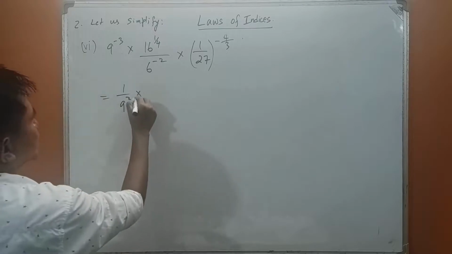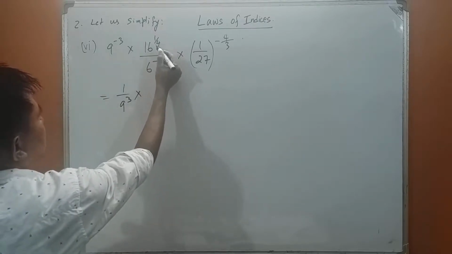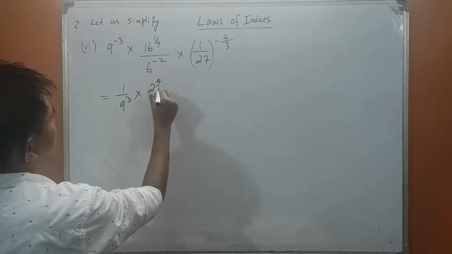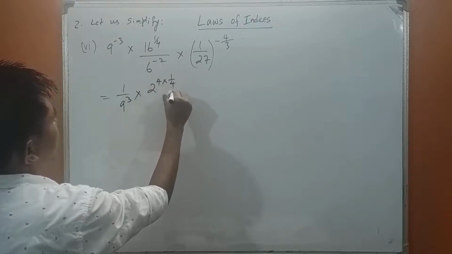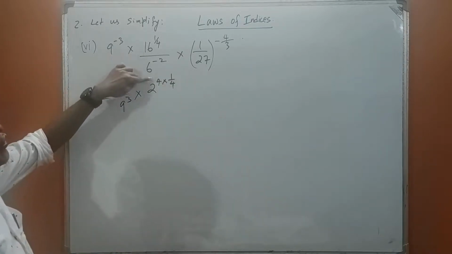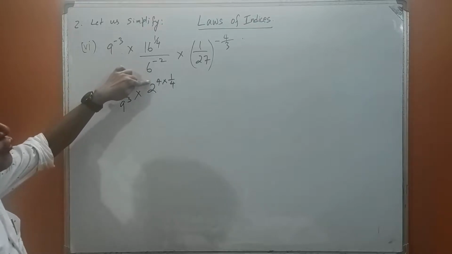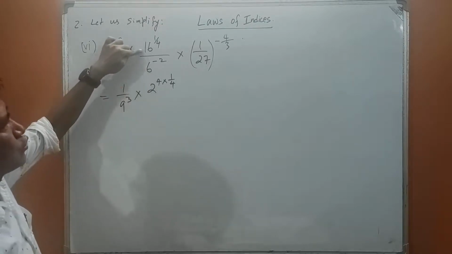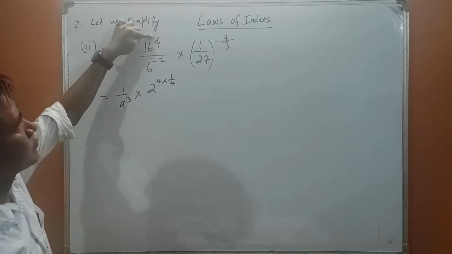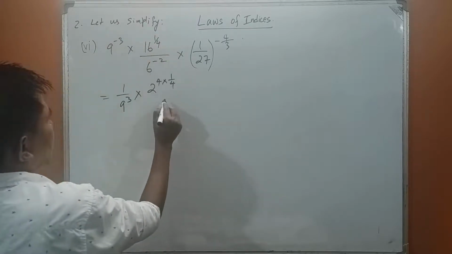Okay, into 16 to the power 1 upon 4 means 2 to the power 4 into 1 upon 4. 2 to the power 4 means 16: 2 into 2 into 2 into 2. 2 to the 4, 4 to the 8, 8 to the 16. So 2 to the power 4 means 16 into 1 upon 4, this 1 upon 4.